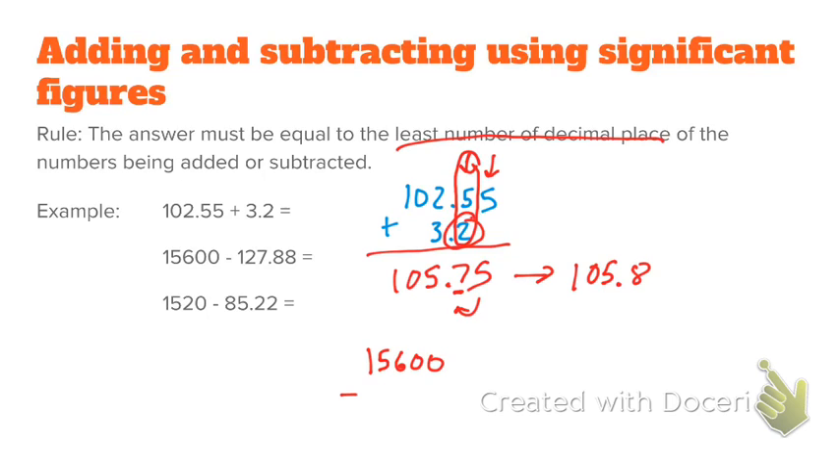All right, let's do the next problem. I like to line it up. You don't need to, but it seems to help me. This one's a little tricky, so let's just do the math first. If I take 15600 minus 127.88, I will get 15472.12.